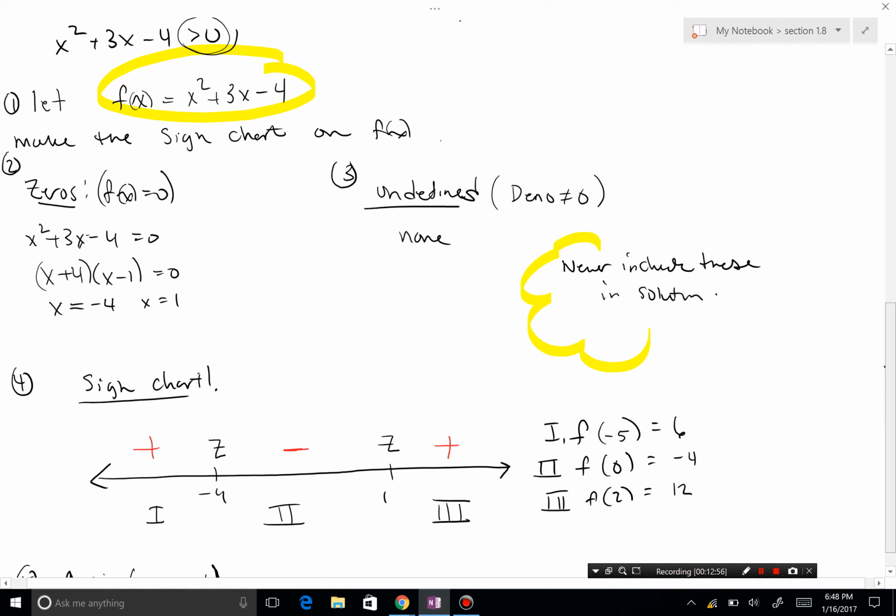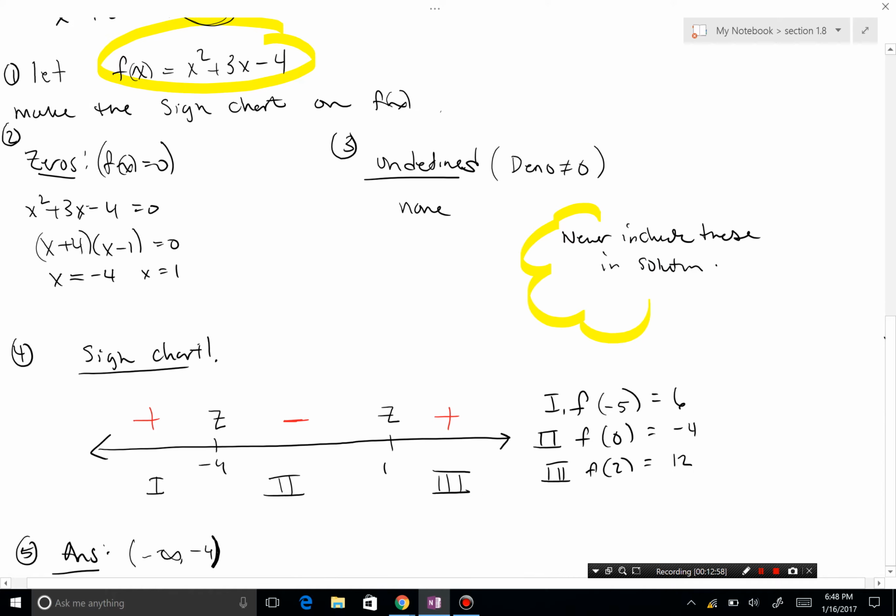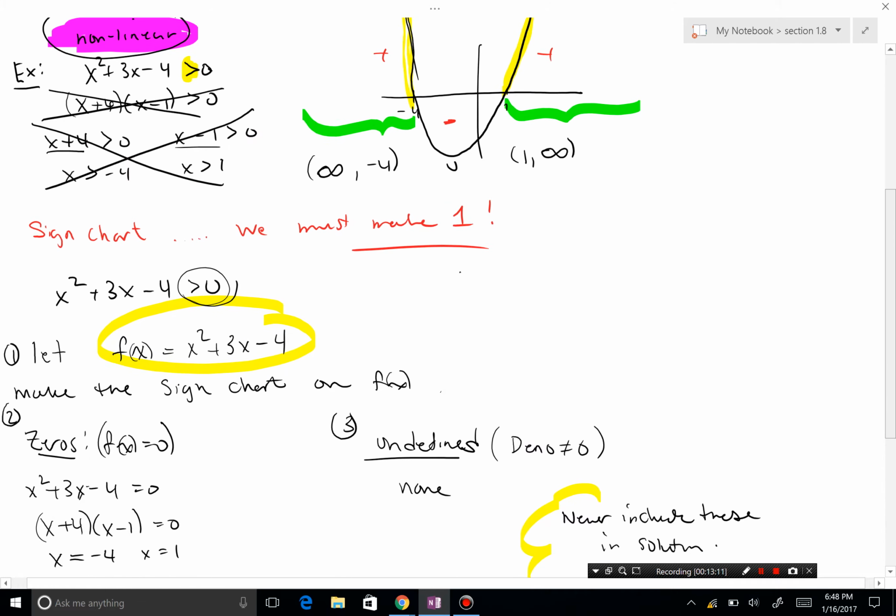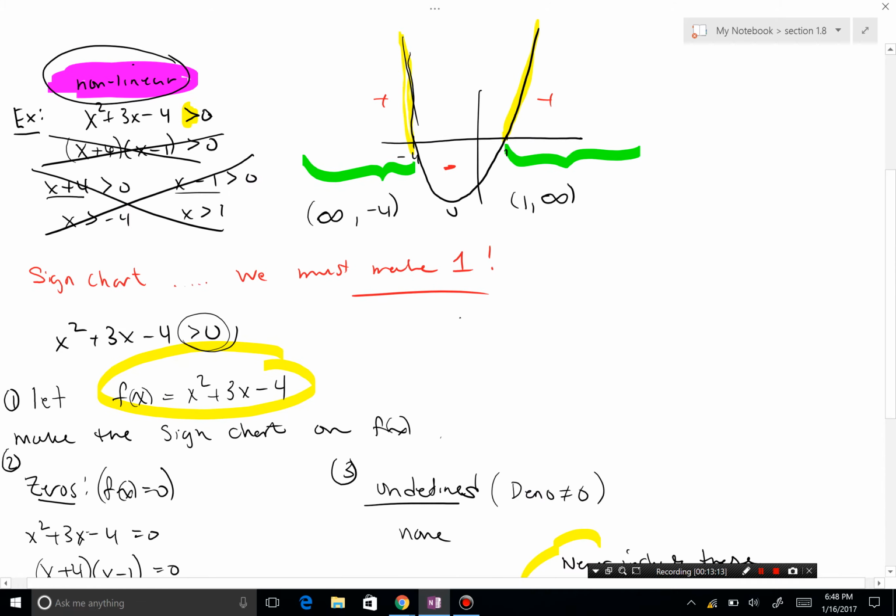And then finally, I want this interval, which is 1 to infinity, and union together. That's my answer. Now, the work matches up. Everything is pretty clear on how it happens. And notice, that's exactly what we had when we did our initial graph.